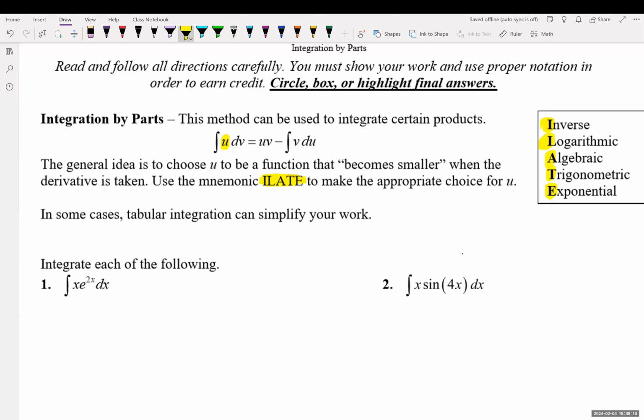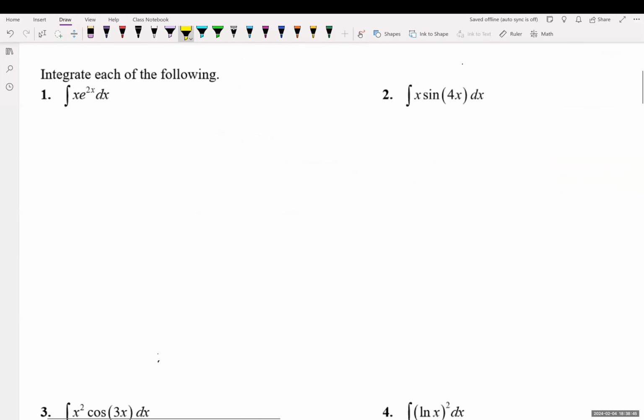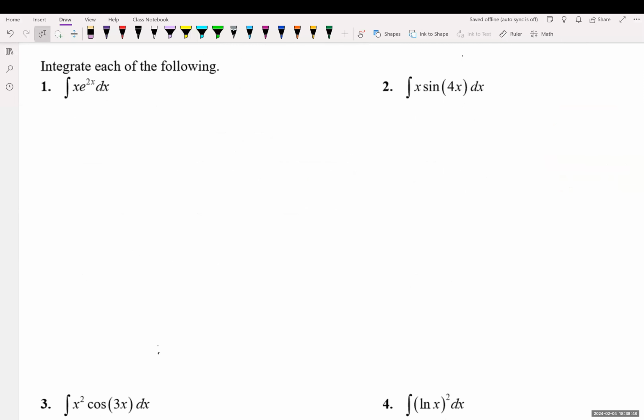Of course, with any of these, if tabular integration is going to make your work simpler, go for it. At this point, we'll work through all the problems. I'd recommend pausing the video, trying all the problems yourself first, see how you do, and then come back to the video and watch only those parts where you might have gotten into some trouble. Let's get started. Number one, we're integrating x times e to the 2x dx.